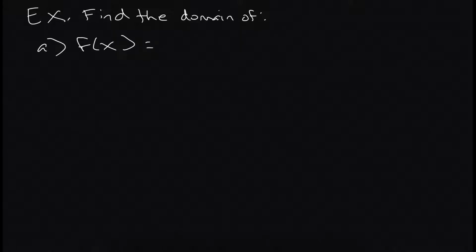Let's do a few more with rational functions here. So find the domain. Let's say part A, f of x is equal to x minus 2 over 3x squared plus 8x plus 5.